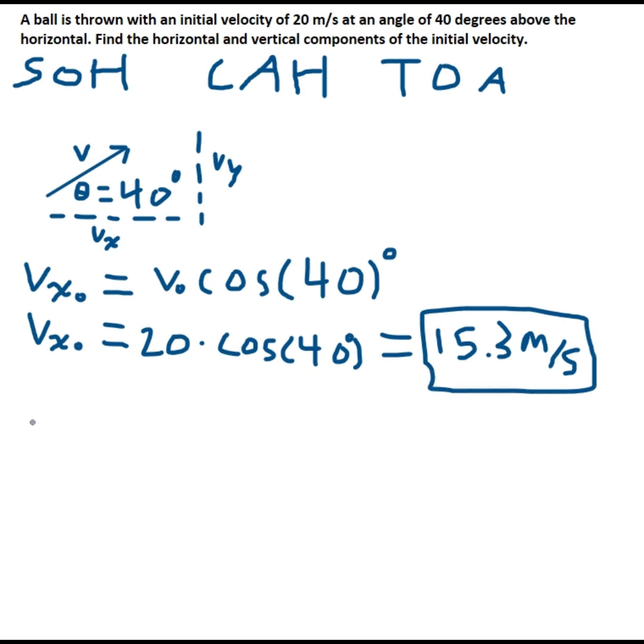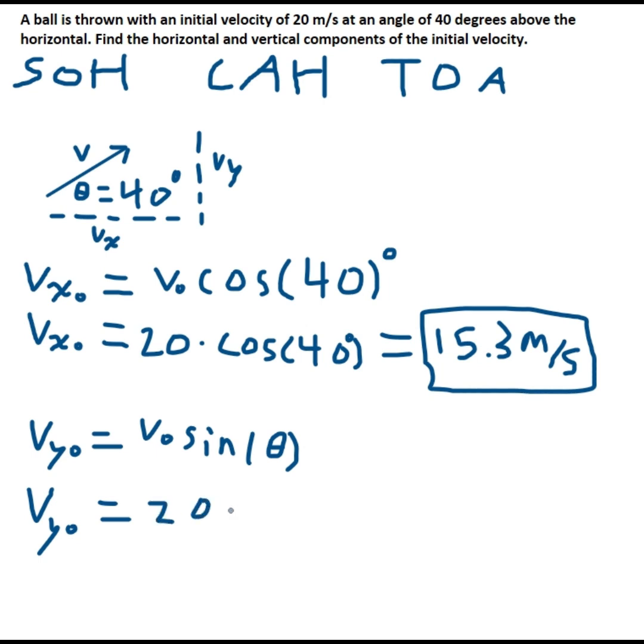Now for the vertical component, we'll need to use the sine. This leaves us with 20 times sine of 40, which is equal to about 12.9 meters a second.